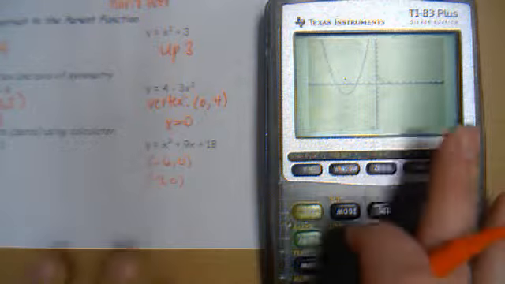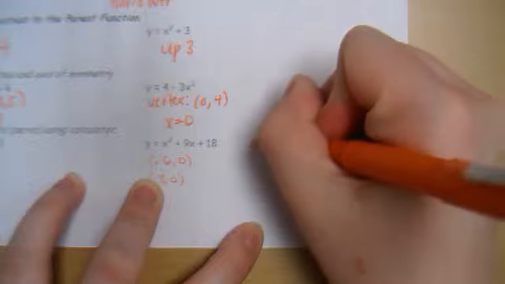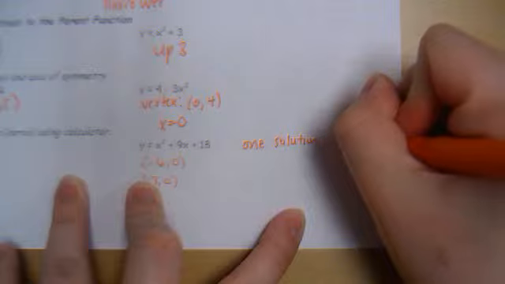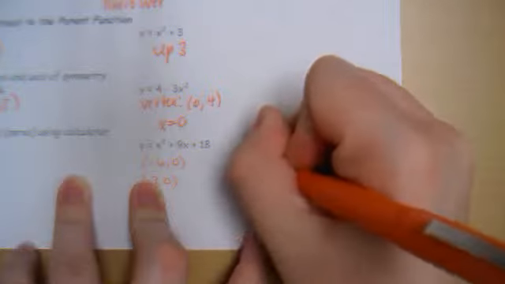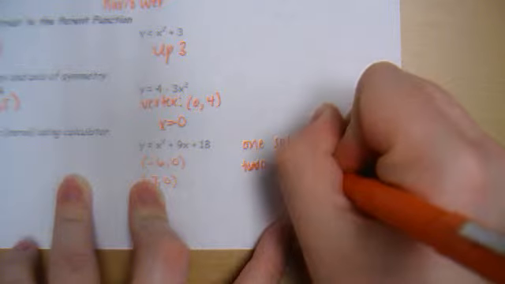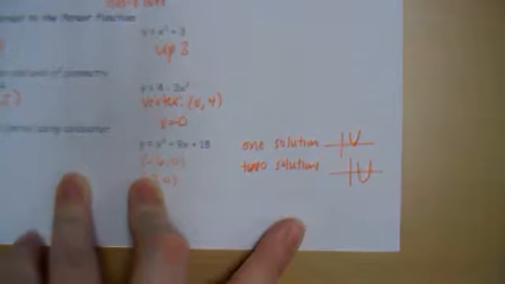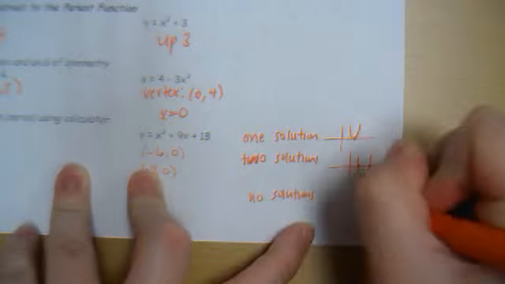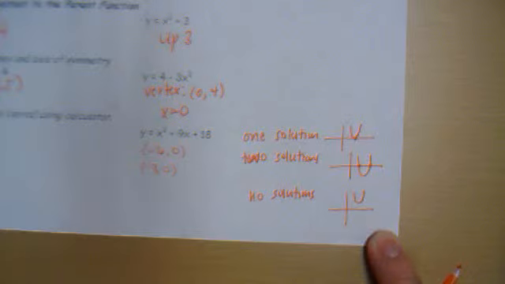So on these you can have one solution, so that looks like it just touches. You can have 2 solutions, just like our last one where it goes through twice. Or you can have no solutions, which would be where it's up here and it doesn't ever cross your x-axis.